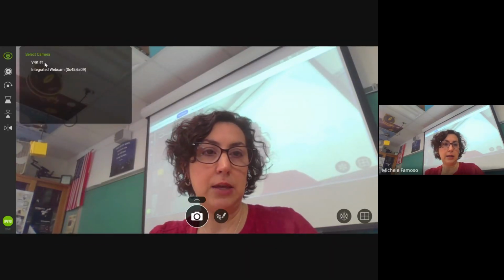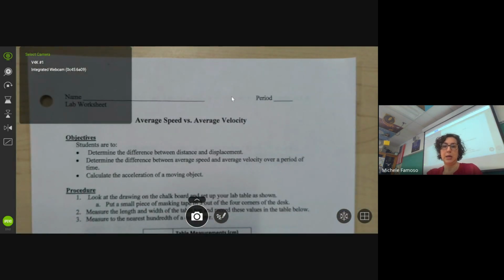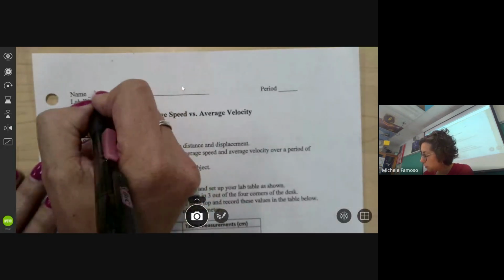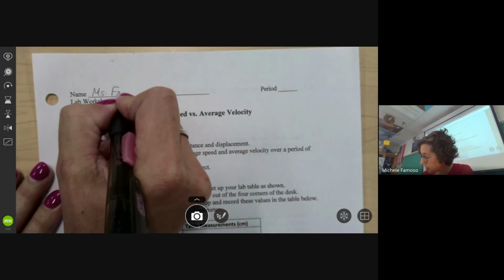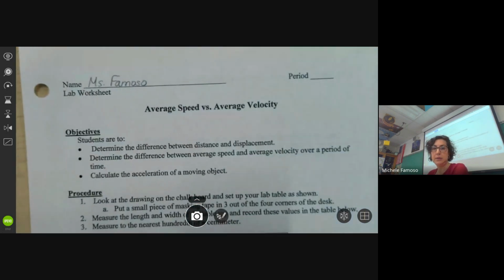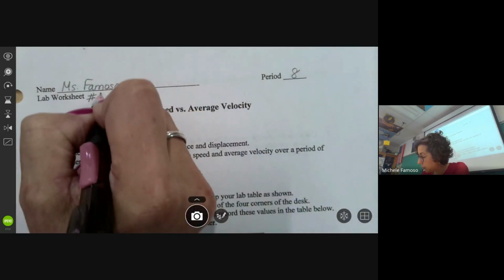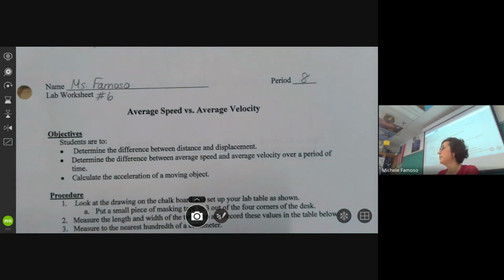And what I'd like you to do on the top of the worksheet, where it asks for your name, go ahead and put your name. Please do this in pencil so when you make mistakes, you can erase it. And your class period is 8, and you can say this is lab worksheet number 6. Okay.